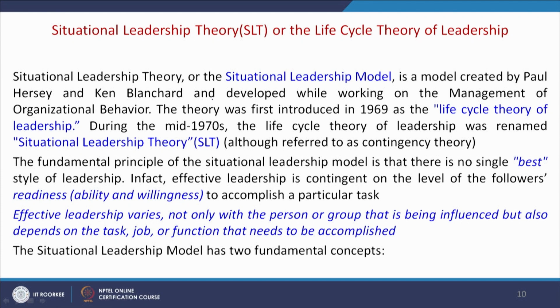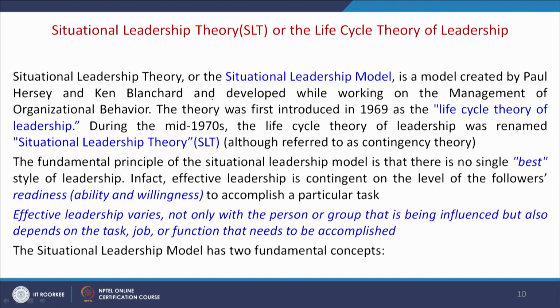According to Hersey and Blanchard, leadership can be effective if it is contingent on the level of the followers' ability to accomplish a particular task. Therefore, we can say that effective leadership varies not only with the person or group that is being influenced, but also depends on the task, job or function that needs to be accomplished, because sometimes the person is willing, but the task does not fit the competency of the follower. Sometimes the task matches the ability of an individual, but the person is unwilling. So, to fit every aspect, that is readiness, job, task and situation, SLT plays a major role.